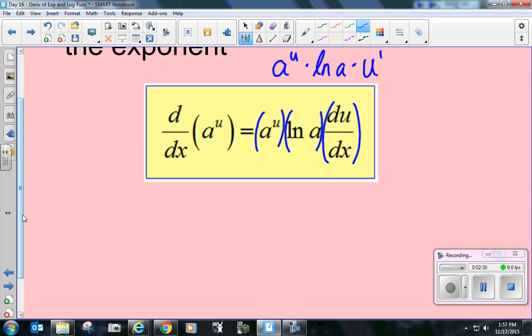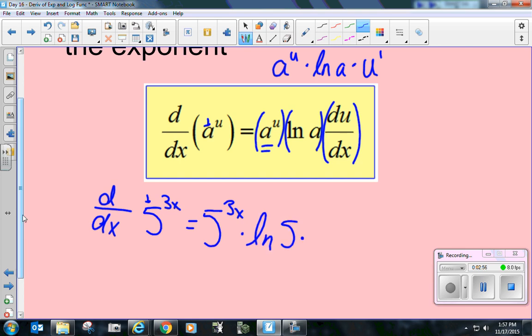Okay, so find the derivative of 5 to the 3x. What would that be? Yeah, I start out writing the same thing, 5 to the 3x times the ln of whatever a is, which is the ln of 5, times the derivative of u. This is u, so it's the derivative of 3x.